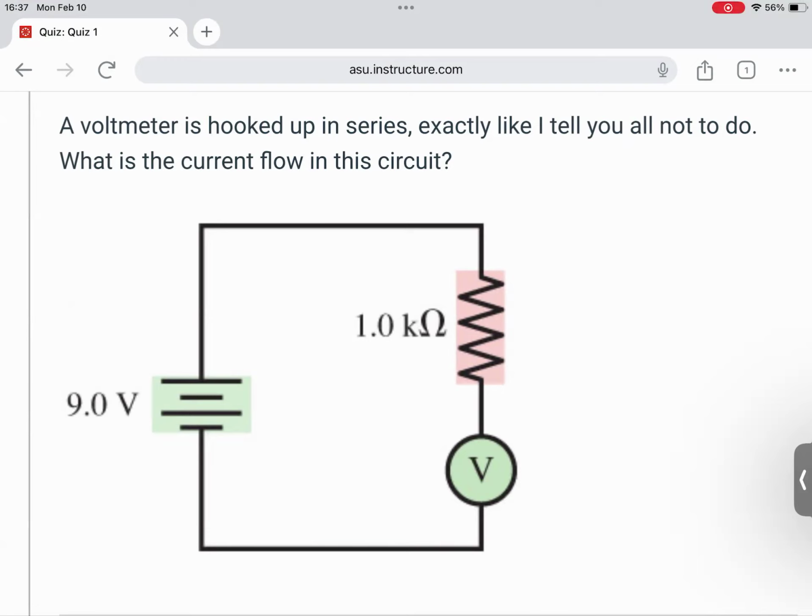Okay, the correct answer is basically zero, really close to zero. A voltmeter's typical internal resistance is 100 million ohms. So basically, there's no current.